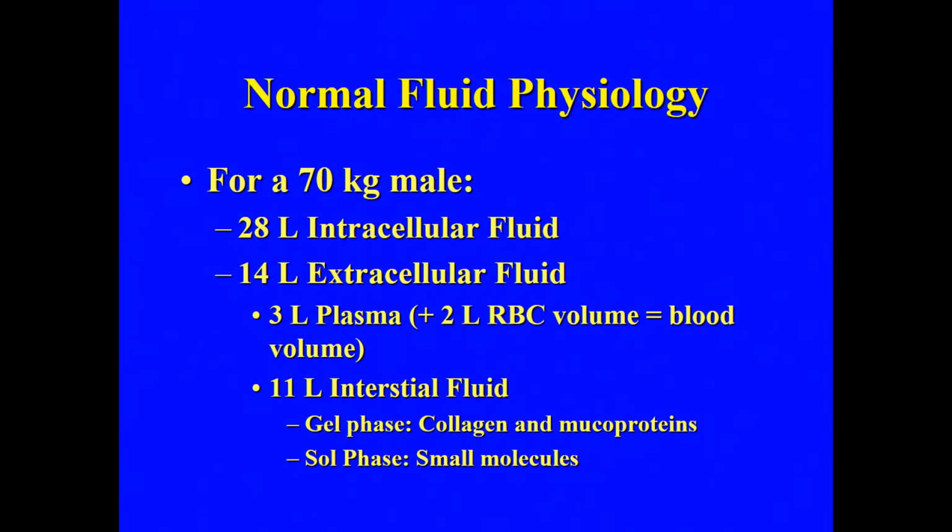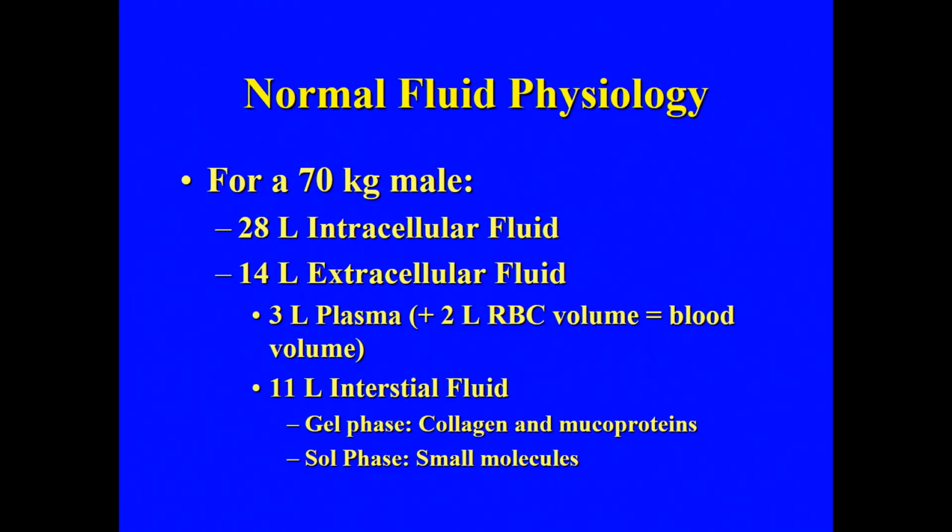To begin, normal fluid physiology consists of, for a stereotypical 70-kilogram man, a 28-liter fluid compartment that is contained within cells and is highly regulated. The extracellular fluid comprises about 14 liters of total body fluid, and that extracellular fluid compartment is divided into a 3-liter plasma compartment, which includes both a 2-liter red cell volume, which is equal to the blood volume.